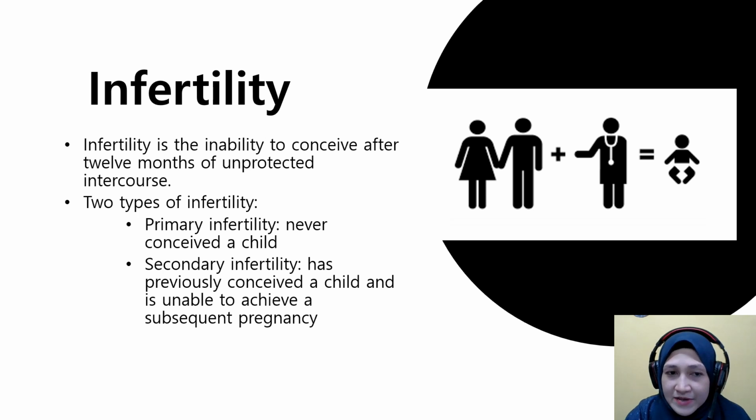It's simple. Primary is when the woman has never conceived before, whereas in secondary infertility, the woman has conceived before. Okay, whether it ends up in a born child or miscarriage, as long as she has conceived before, it's called secondary infertility.